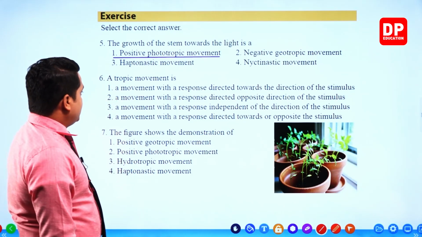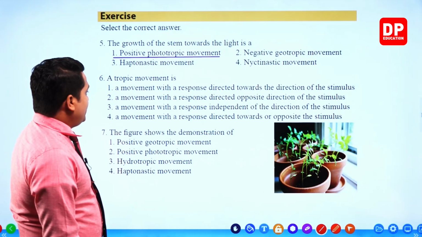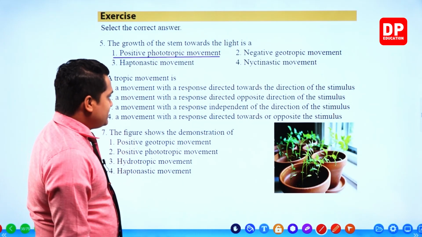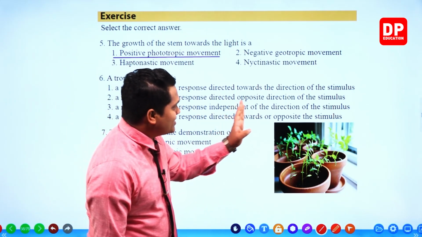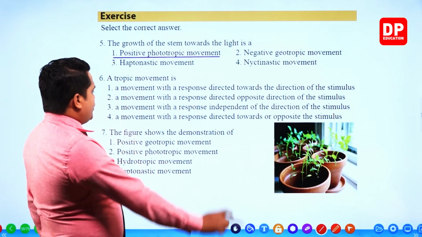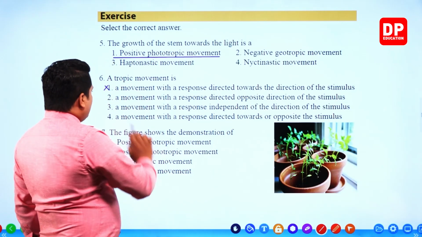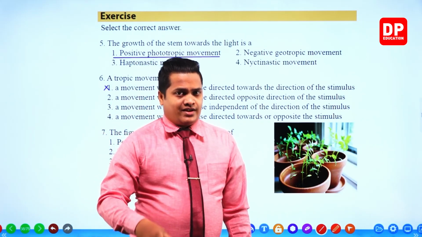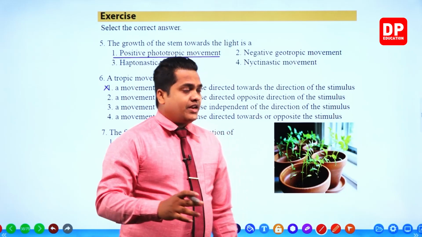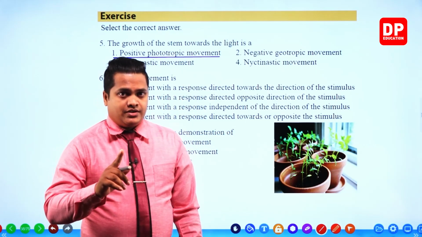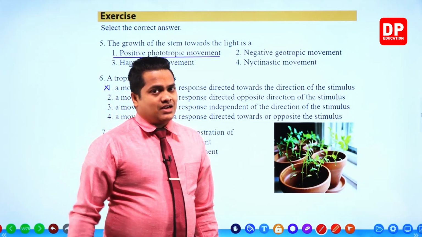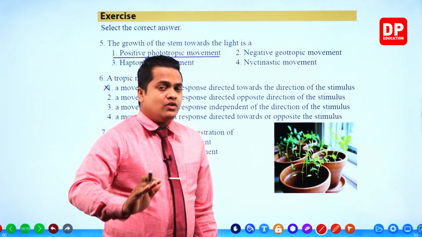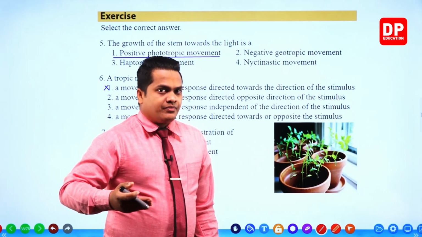Question number 6. A trophic movement is a movement with a response directed towards the direction of the stimulus. Not only towards, but also away from the direction is correct. Right? Away from the direction of the stimulus is also correct. Towards and away, both are correct. We discussed this. So, that's how the positive trophic movements and the negative trophic movements would come.